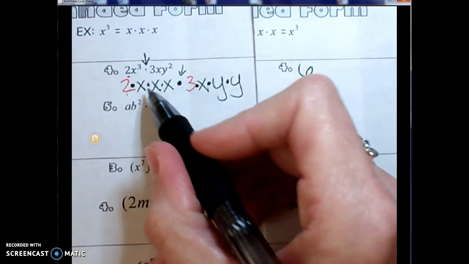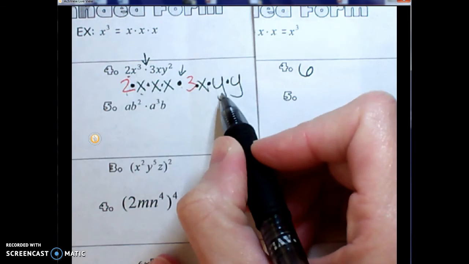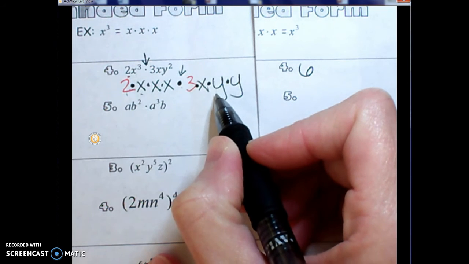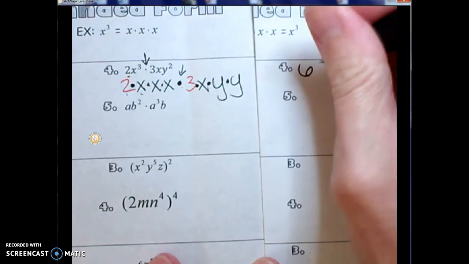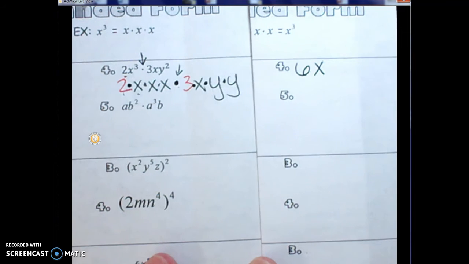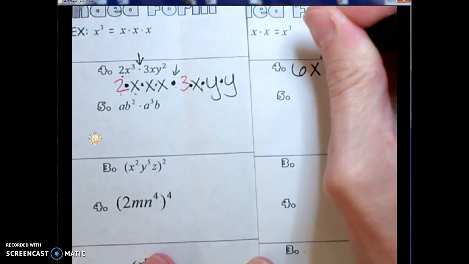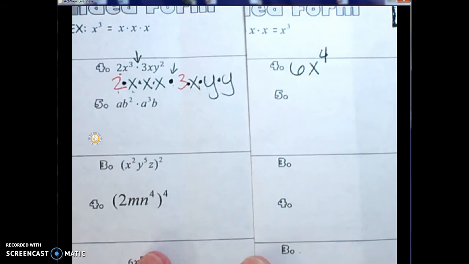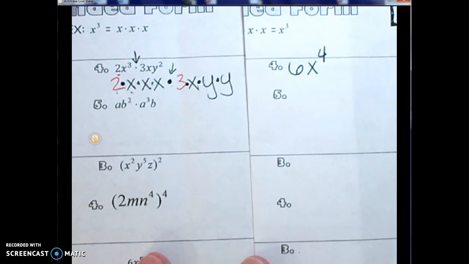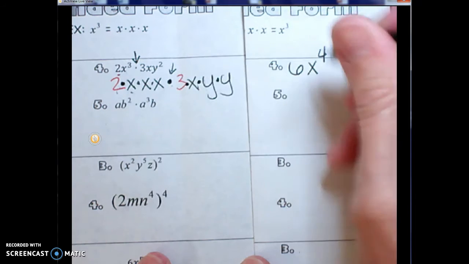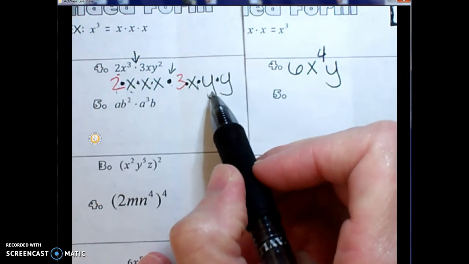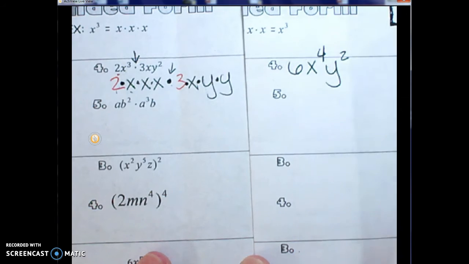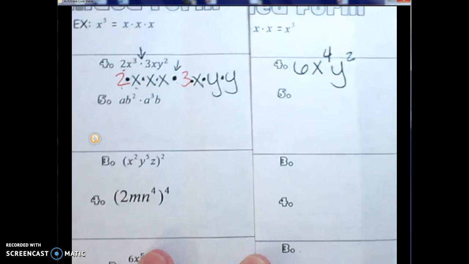Now I have an x. How many x's are all listed in this problem? 4. They're all being multiplied. So when I write my x, what exponent do I get to use? 4. It shows that it was multiplied 4 times, or listed 4 times. I also have y's in this problem. Y squared. There's only the 2 being multiplied together, so I write y squared. That would be my simplified form.